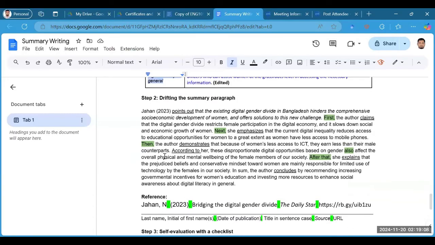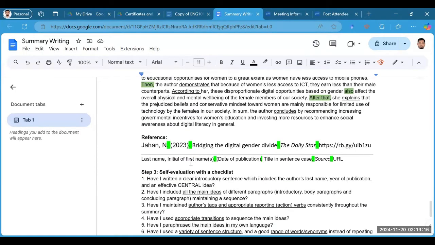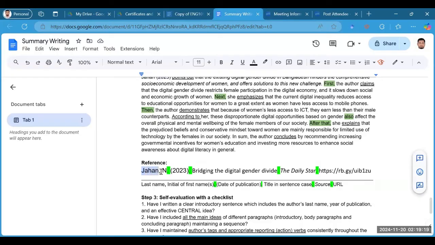And if you look at the end, as I have cited here the author, Jahan 2023, I had to produce the reference here. Again, this is the last name of the author and comma, then the author's first name initial. So N stands for Nilima. Okay, so N dot. All dots or all full stops are actually separating different information. So the name is separated from the date with a full stop. See, again, the date is separated from the title with a full stop.